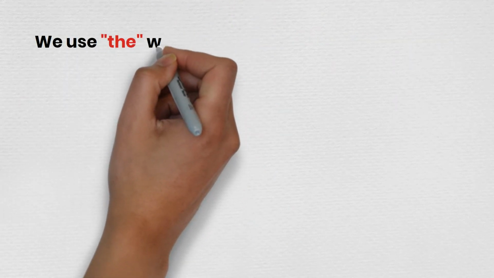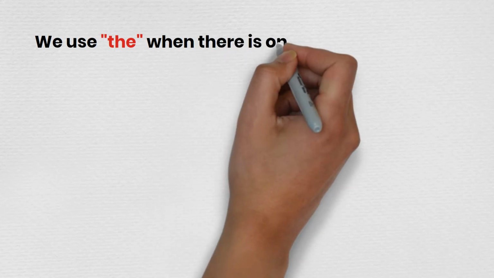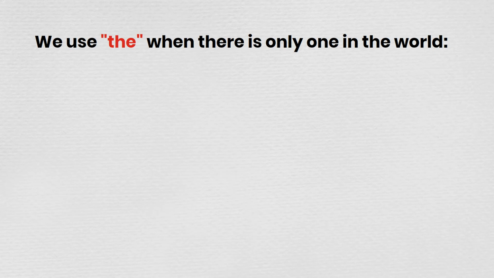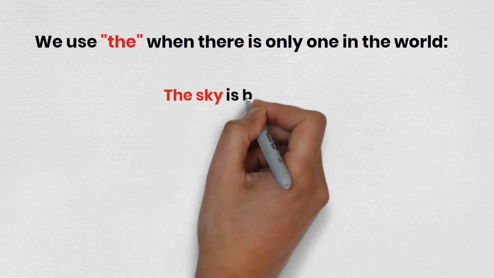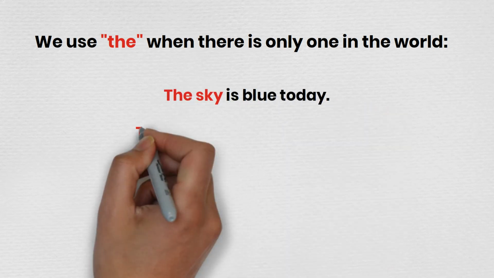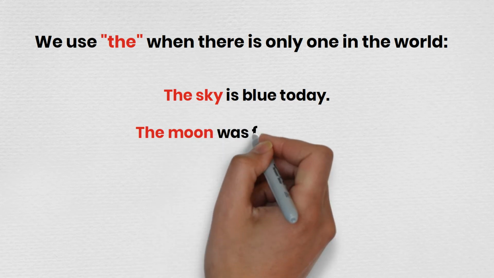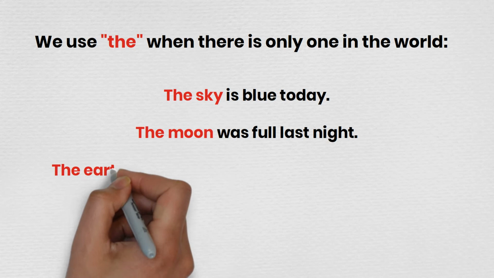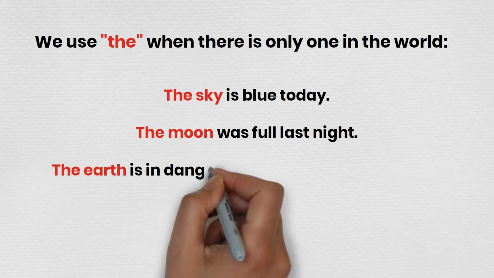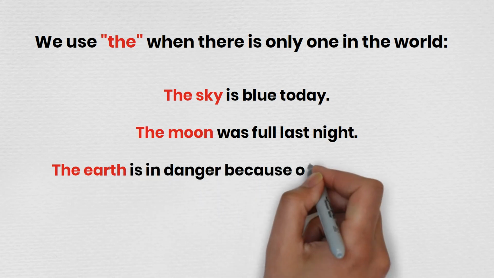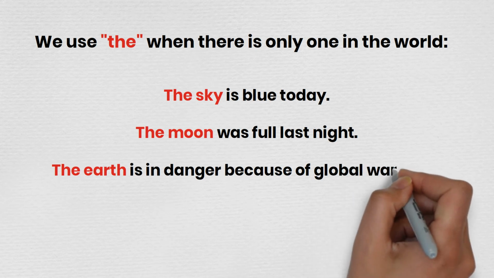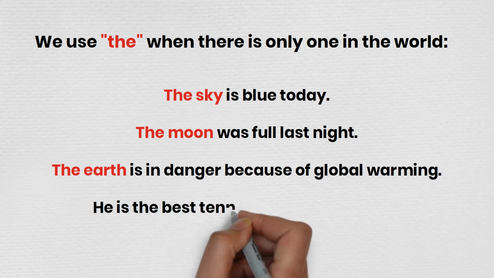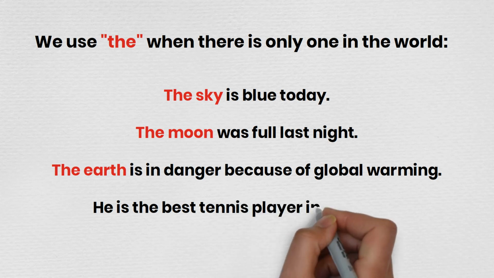We use the when there is only one in the world. The sky is blue today. The moon was full last night. The earth is in danger because of global warming. He's the best tennis player in the world.